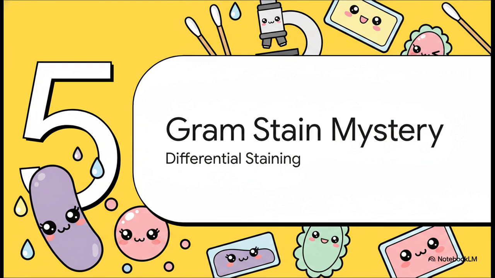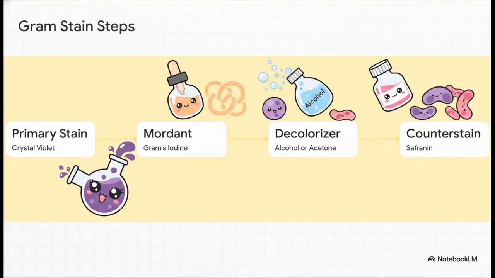Section 5, the Gram stain mystery. Let's talk about differential staining. This whole concept of decolorizing brings us to a truly elegant technique. It was developed by Christian Gram way back in 1884. The Gram stain sorts bacteria into two distinct profiles based entirely on their microscopic armor, and it uses this dramatic four-part process. Step 1, you apply the primary stain, crystal violet.